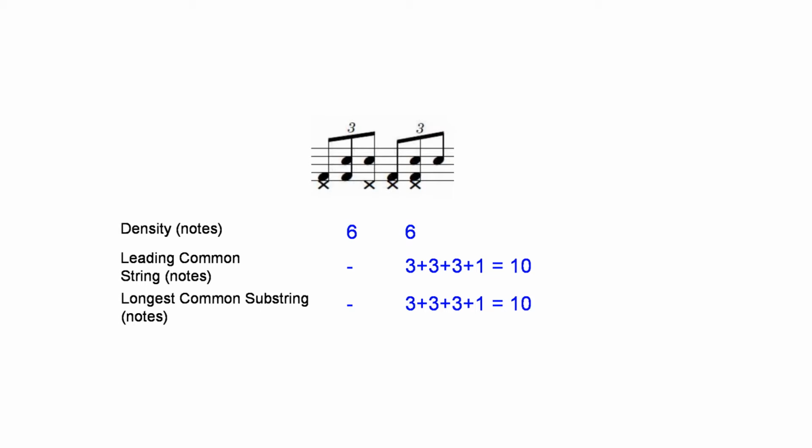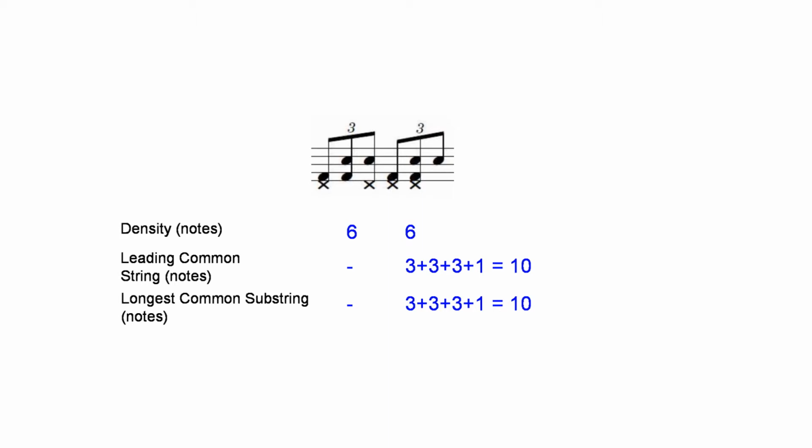When you look at the leading common string and the longest common substring of each of these patterns, you need to add up what's happening on each limb in order to get the total score. So we first look at the right hand on the ride symbol, and we see that it's not playing on each of these two patterns, or it's resting for 3 subdivisions of the note. Here you can give it a score of 3. We're playing nothing for both of the patterns.